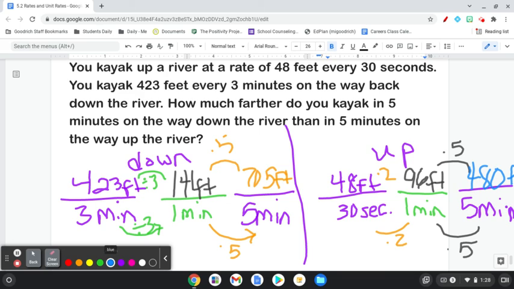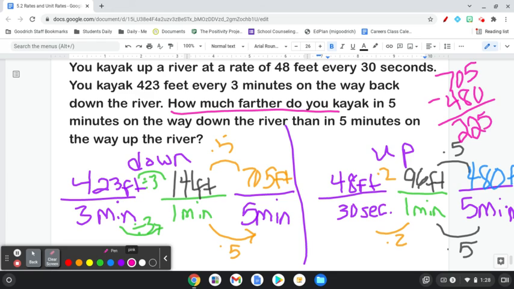We still have not answered the question though, and this is where a lot of people would stop. It says how much farther. So I take my 705 and I subtract my 480. And I get the value of 225 feet. So when I go down, I travel 225 feet farther in 5 minutes. Making sure you're answering the whole question here. There is one like this on your homework on Monday.